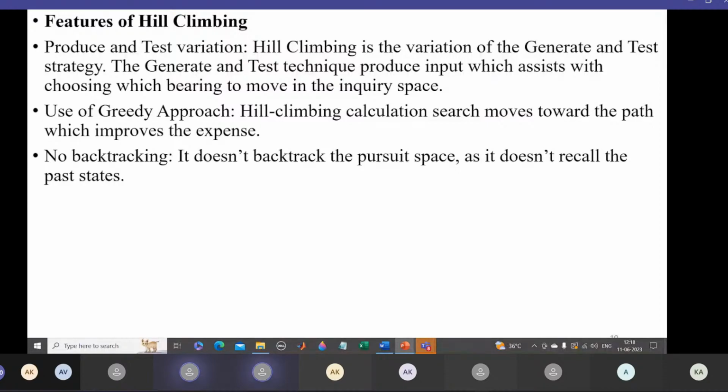Okay, generated path and then test further. Then use of greedy approach. Okay, so it will improve the expense. ஏன்னா ஒரு try இல்லாம you are making one more try, so it will be expensive and there is no backtracking. It will never recall the past state. Current state என்னவோ அதை விட பெட்டரா இருந்தா இந்த current state replace பண்ணணும். It will never maintain the past.